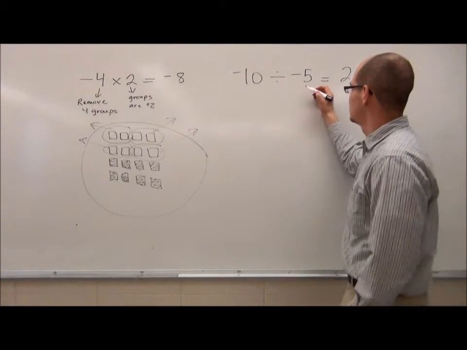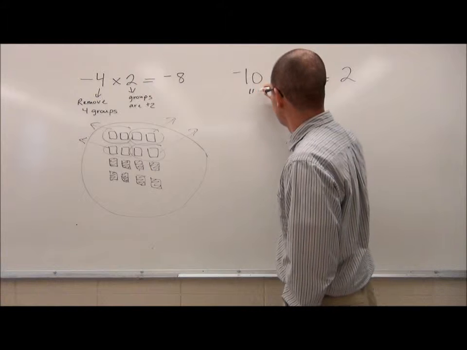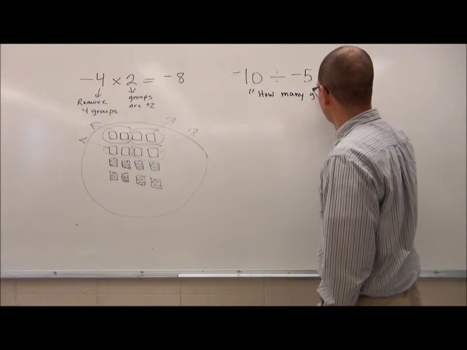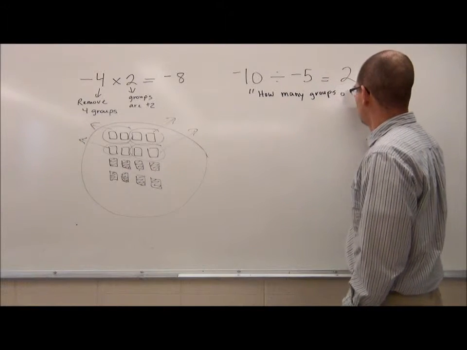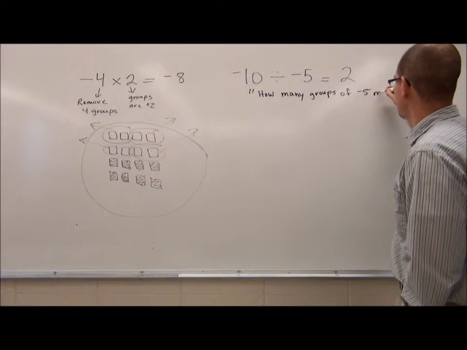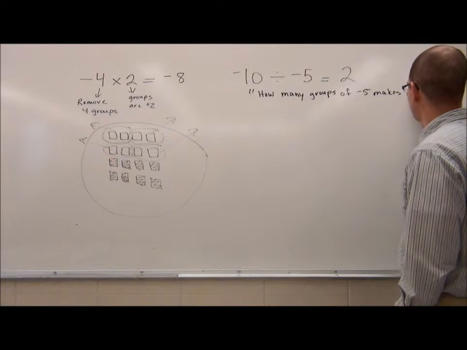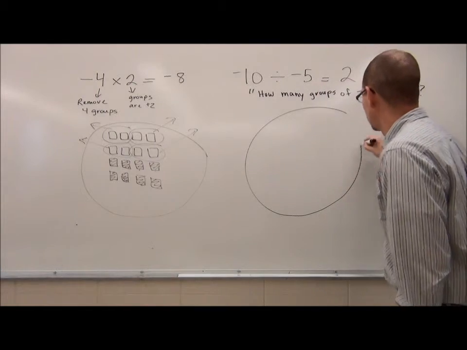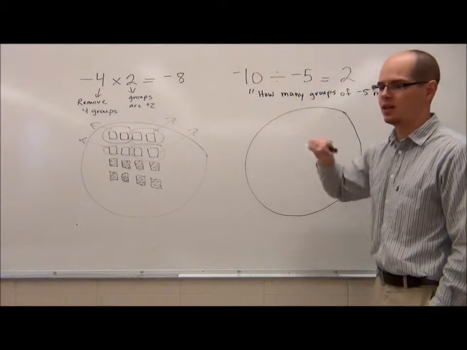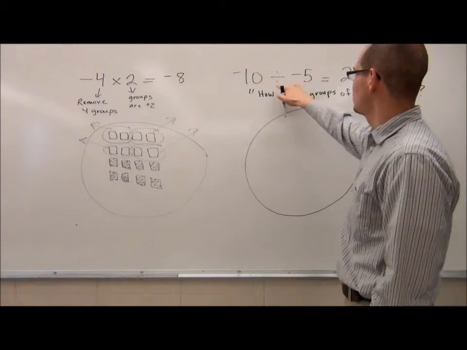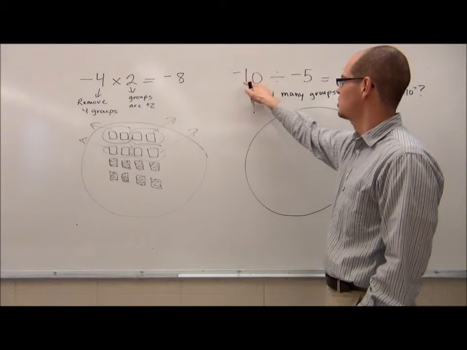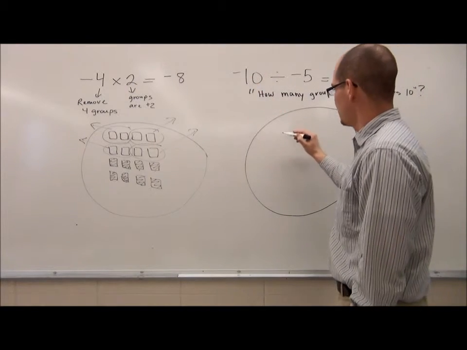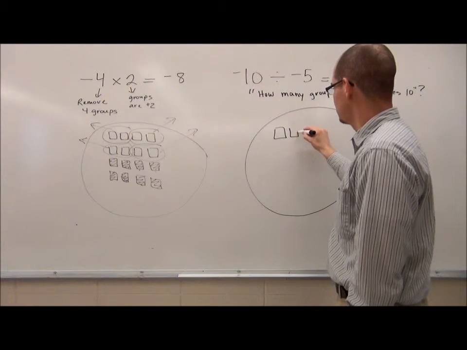On the other hand, I'm going to do modeling division. In this case, what the question is actually asking is how many groups of -5 make -10? So again, I'm going to draw my circle. I'm asking myself how many groups of -5 make -10. With division questions, we're always going to be making this group, so you want to start by representing this group in the circle. Technically, we start with 0, but then I'm going to put -10 in because that's what I'm going to try and represent.